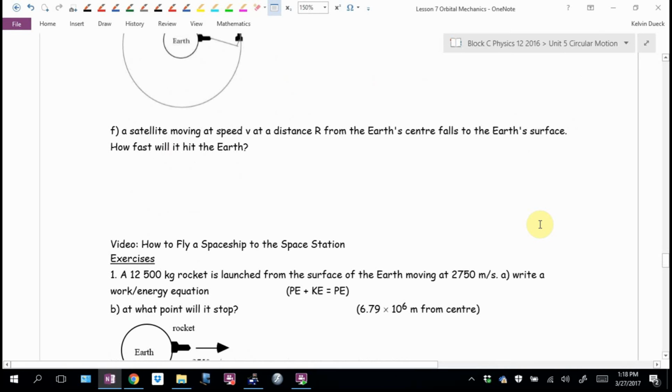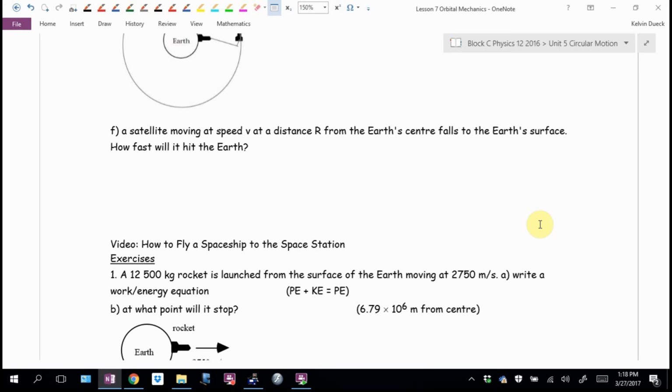All right. Part F. A satellite moving at speed v at a distance r from the Earth's center falls to the Earth's surface. Prith, what does F want me to find? Speed. Did it ask for work? Nope. So I'm not going to change. Is it an orbital speed that it's asking me to find? No, we're crashing. So I'm not going to go gravity that's pulling me in a circle. Is there a change in height in this question? Yes. Is there a change in speed in this question? Is there a yucky, curvy changing force? This is a job for conservation of energy.